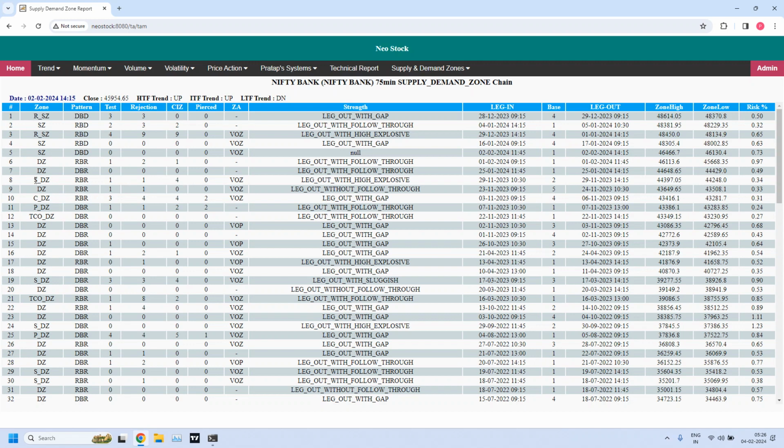But these are the levels. This is the support level at 44,397 to 44,248. That area is the support area, and the resistance area is this one, 48,452 to 48,134. That area is the resistance area for Bank Nifty as per the 75-minute time frame, because here the time frame is 75 minutes.